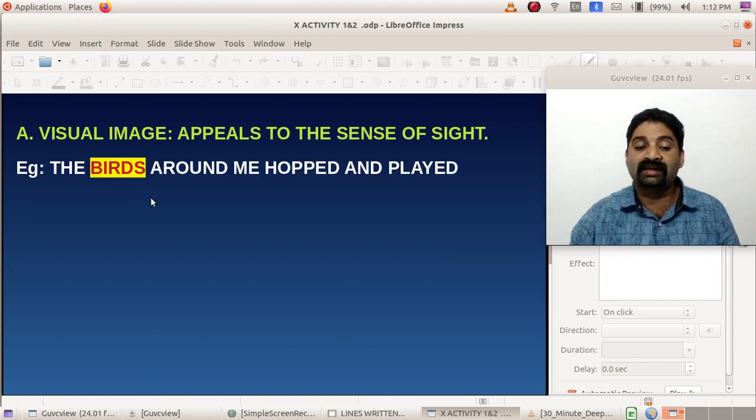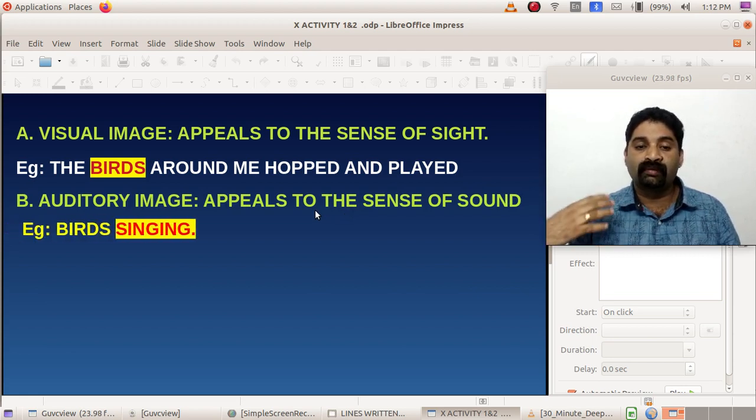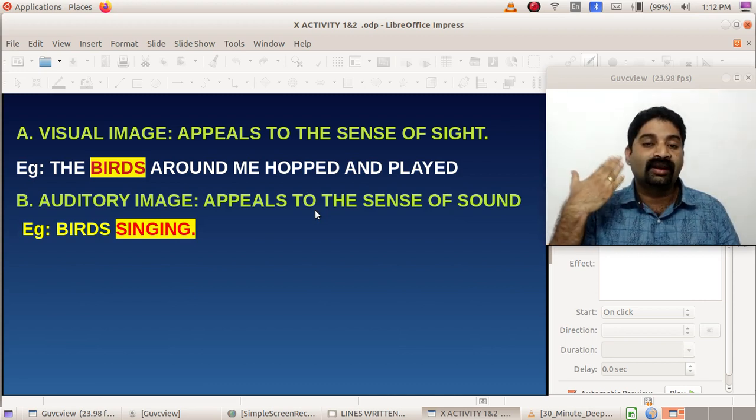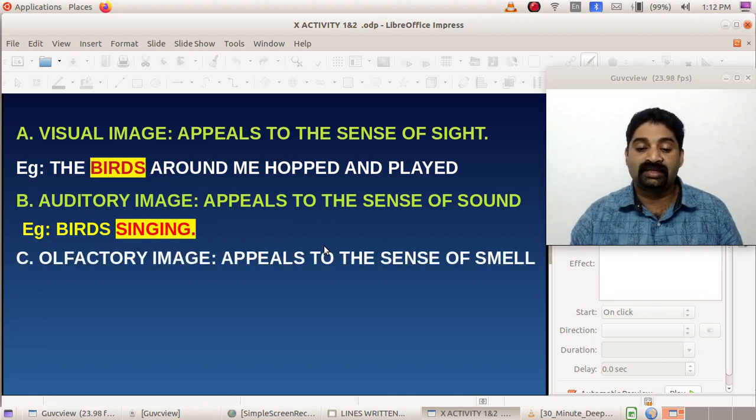See, the birds around me hopped and played. When the poet says the birds around me, we can see in our imagination the picture of birds. That is called a visual image. Auditory image appeals to the sense of sound. When the poet says the birds are singing, you can imagine it, it appeals to your ears. That's called auditory image. Olfactory image.